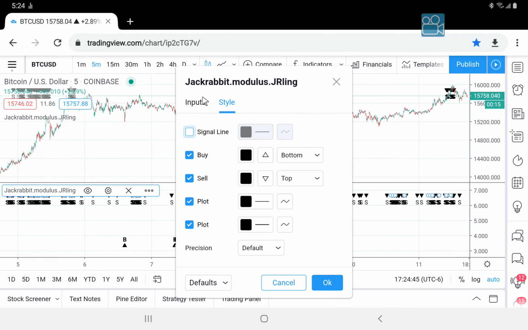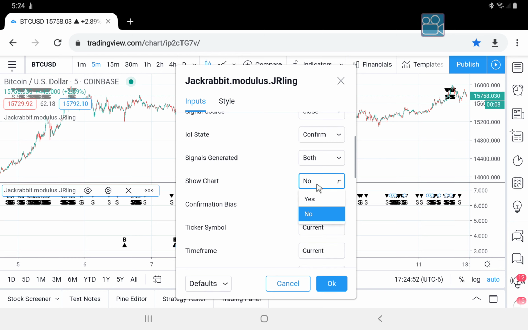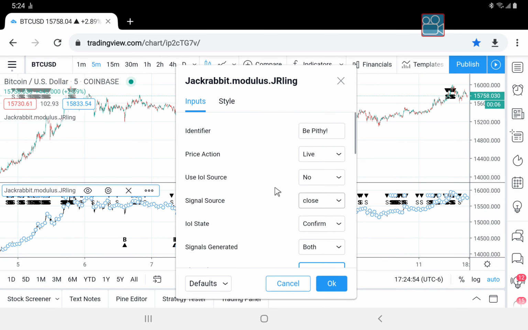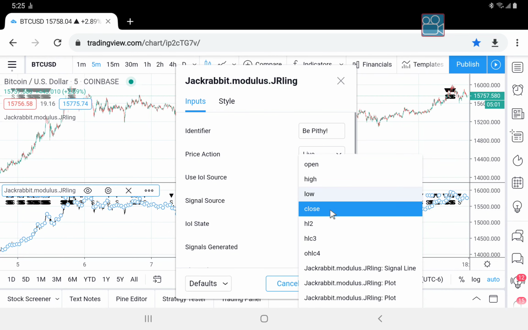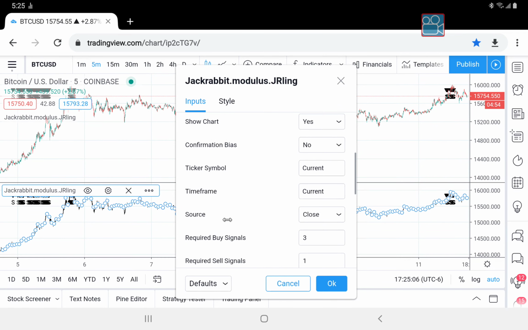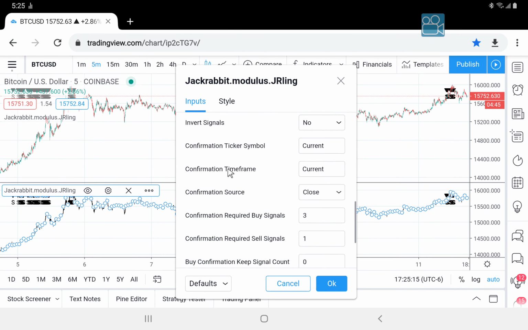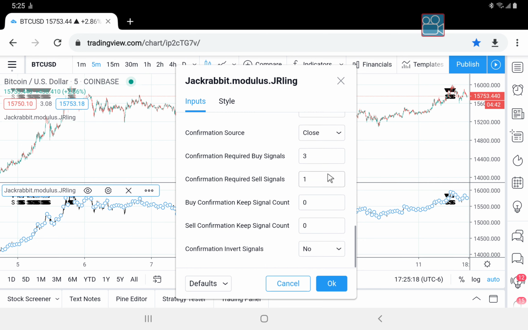Turn off the signal line. Show the chart. Turn on IOI confirmation and link it to the first Jackrabbit, JRling. Now, I'm going to set this for the 3-2 just like I did, and I'm going to come down here and set this one for 3-2.